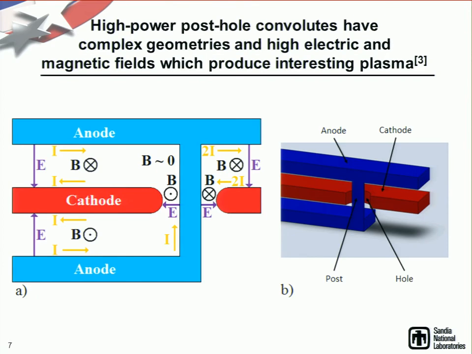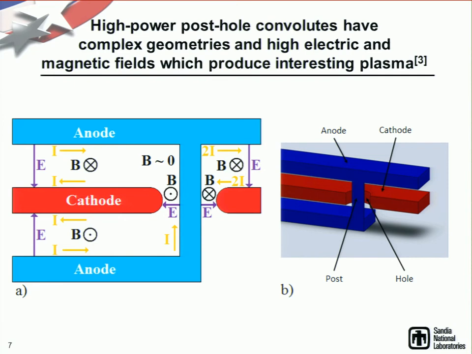So the actual post-hole convolute itself is sort of a really simple idea, but really complicated at the same time. Basically, all you have is 2 transmission lines that you want to take the current from both of these lines and connect it into a single transmission line here. So you have your anode that you're running current along in both cases, and your cathode that's shared between them. You punch a hole in the cathode and you use a post to connect the anodes, hence post-hole convolute.